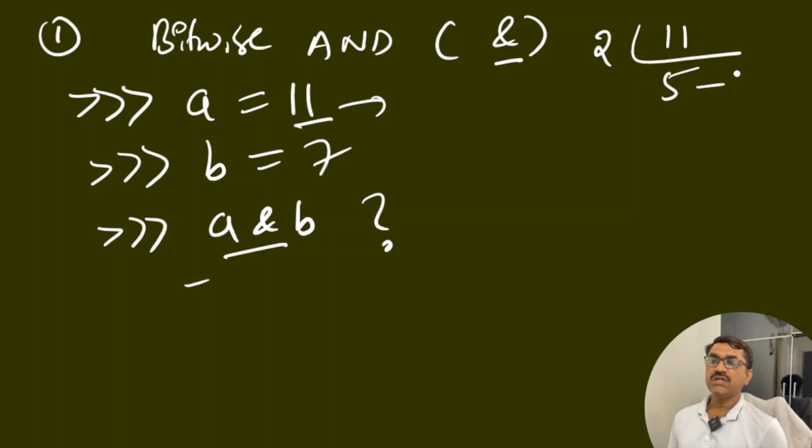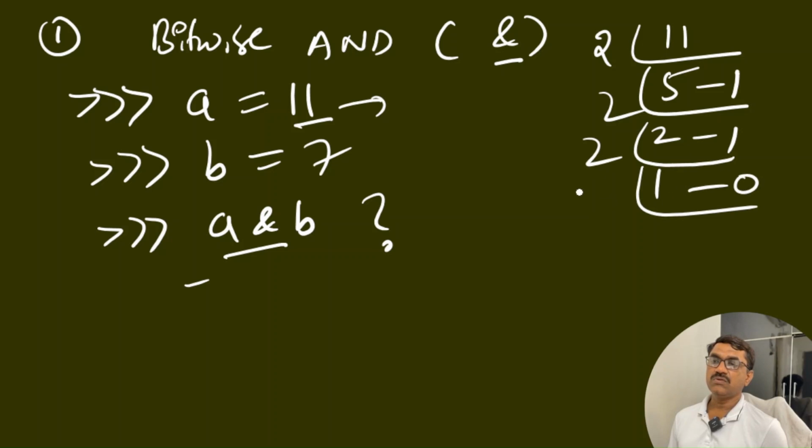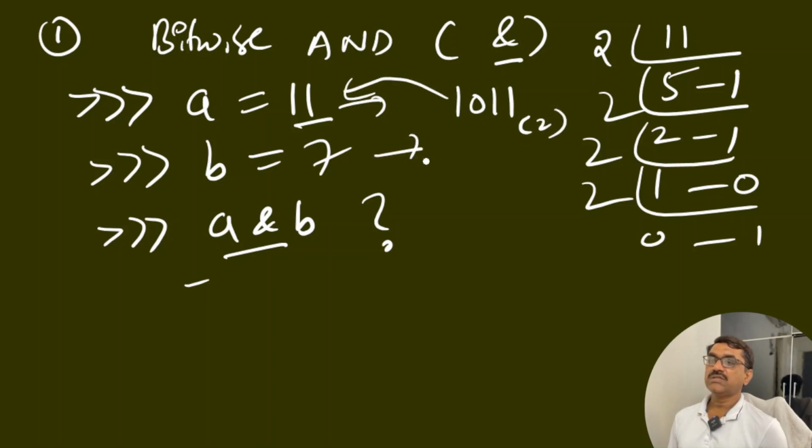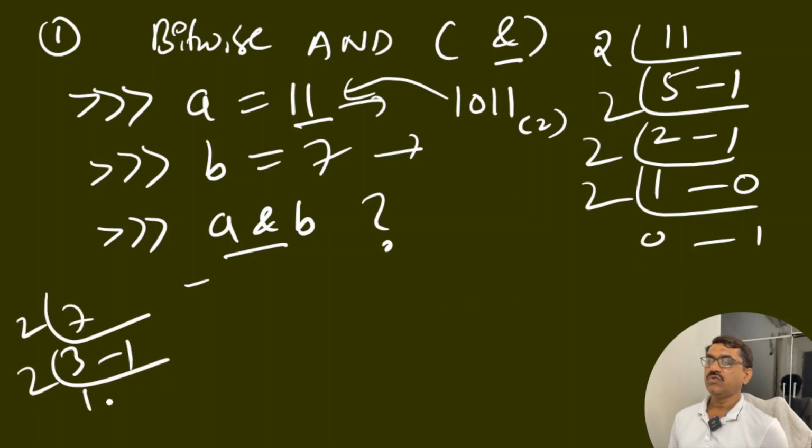Here 2 5s are 10, the remainder is 1. 2 2s are 4, the remainder is 1. 2 1 is 2, the remainder is 0. Here we are going to get 1011. 1011 is the binary equivalent of 11. Next, if you take 7, the binary equivalent of 7 is: 2 3s are 6, remainder 1; 2 1 is 2, remainder 1. So here triple 1. The binary equivalent of 7 is triple 1.